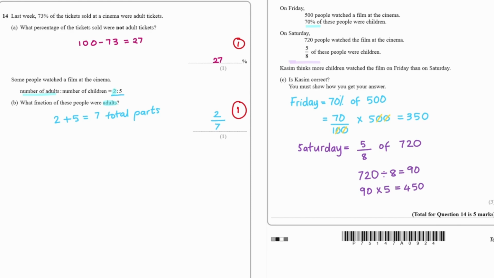So as we can see, more children watched this on Saturday, which is 450 children, compared to the children on Friday, which was 350. So to answer the question, is Kasim correct? We can say no, he is not correct, and we have shown our working to support the answer. So for this question, we would get 1 mark for working out the correct number of children who watched it on Friday, the second mark for the correct number of children who watched it on Saturday, and a third mark for a correct answer of no.